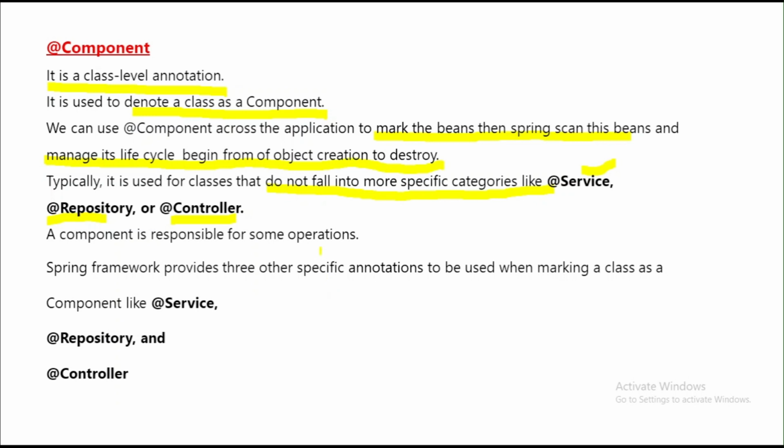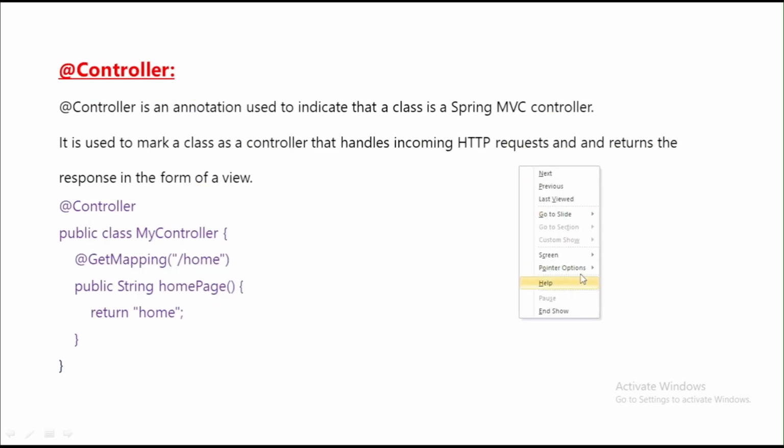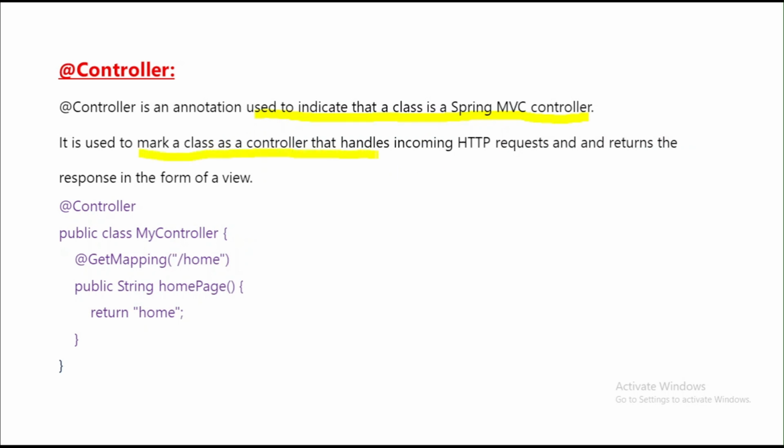Spring Framework provides three other specific annotations to be used when marking a class as a component, like @Service, @Repository, and @Controller. @Controller is an annotation used to indicate that a class is a Spring MVC controller. It is used to mark a class as a controller that handles incoming HTTP requests and returns the response in the form of a view.